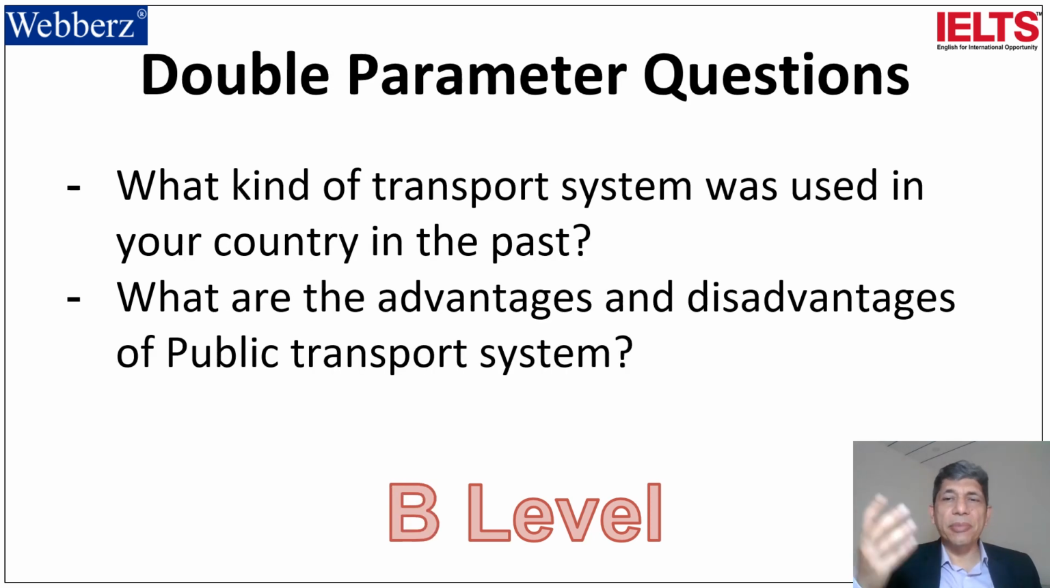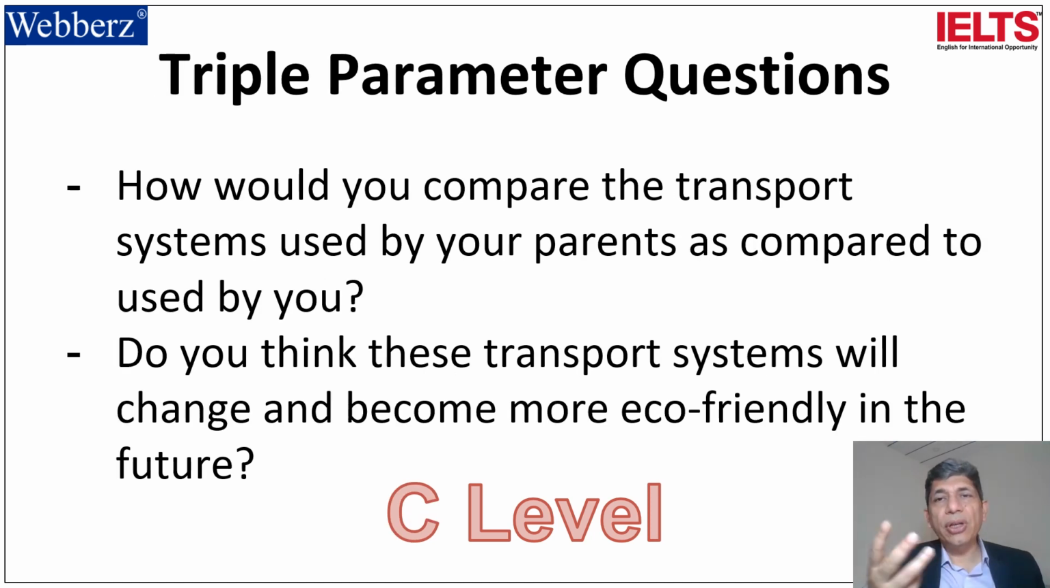Let's talk about double parameter questions now. What kind of transport system was used in your country in the past? What are the advantages and disadvantages of public transport system? Now 3-parameter questions, or the C-level questions. How would you compare the transport system used by our parents as compared to the one used by you? Do you think these transport systems will change and become more eco-friendly in the future? So these are triple parameter questions.